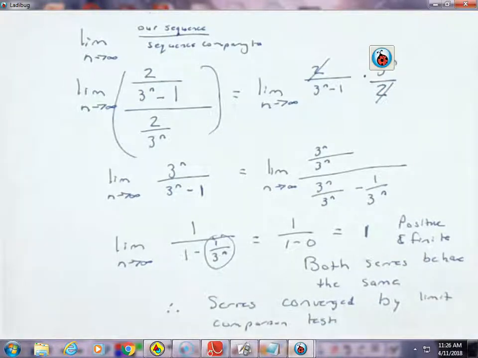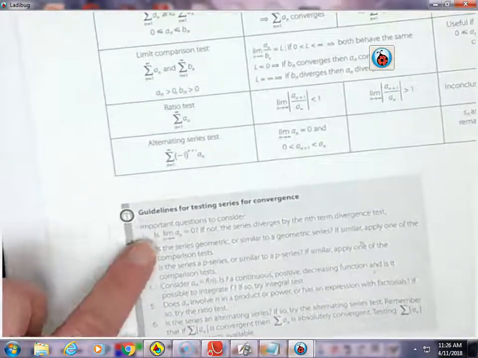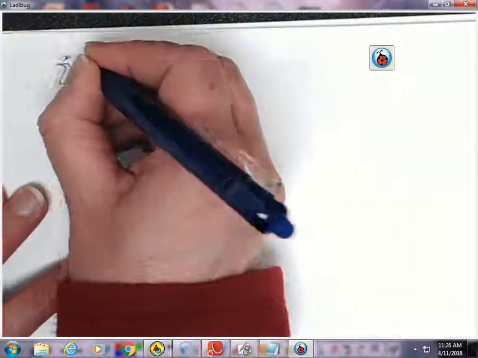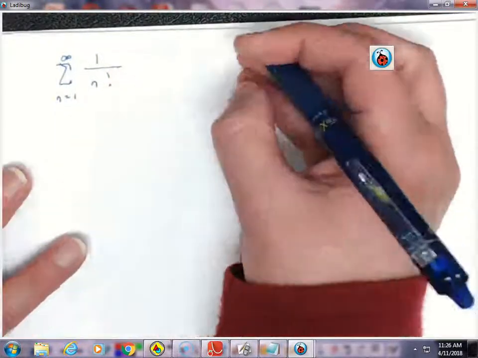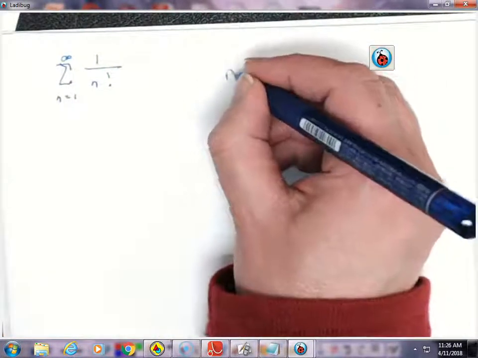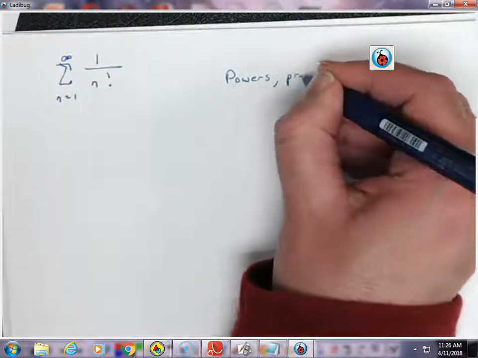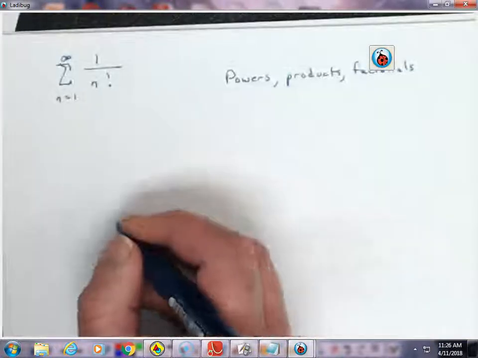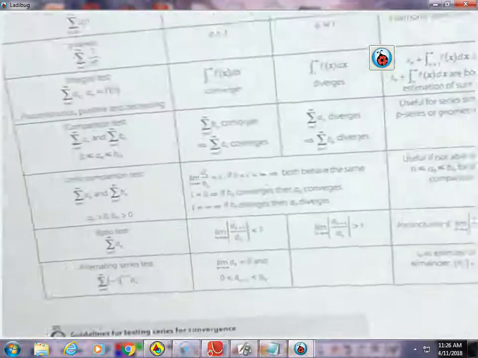Okay, we've got to do the ratio test and the alternating series test. So the ratio test is good, and again, your nice little sheet here tells you some general principles of when usually one particular test will work. Sometimes more than one test will work, remember that. But I'm going to do the summation from n equals 1 to infinity of 1 over n factorial. Generally speaking, if you see powers, products, or factorials, that's a good time to think about the ratio test. Okay? So here we go.